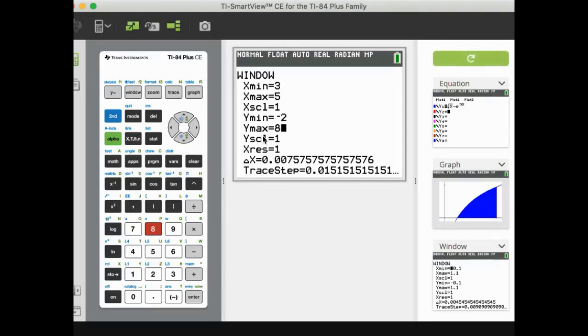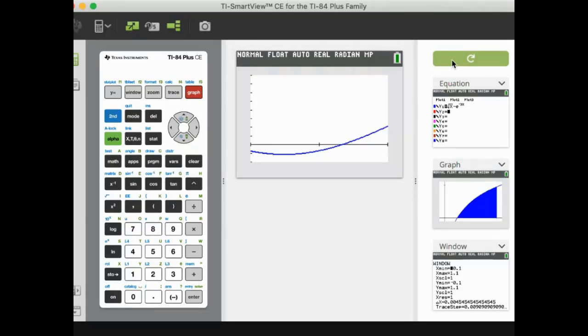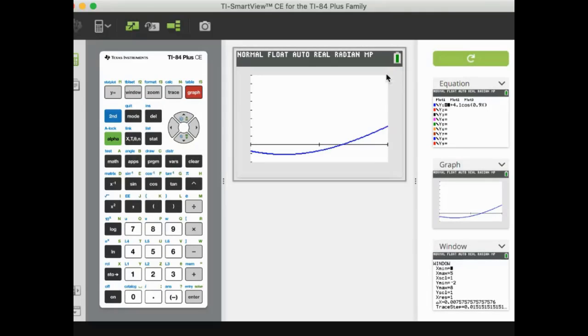I'm not changing my y scale or my x scale. I'm not changing my x res. Never change that, never change this delta x; just leave it the way it is. I'm going to graph, and there we go. I'll refresh that so everyone can see all three: my equation, my window, as well as my graph.